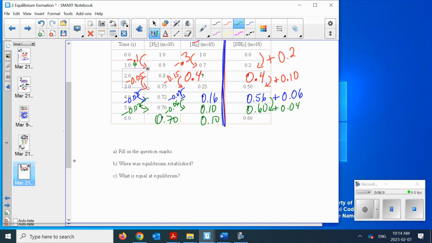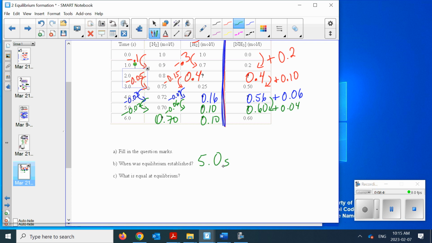When was equilibrium established? When is the first time we had the amount that stayed the same? We're going to see that. So it's at 5 seconds. Don't say 6 seconds because it's already established. 5.0 seconds. That's what I really want to see.